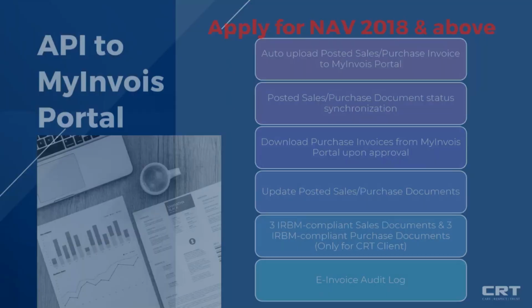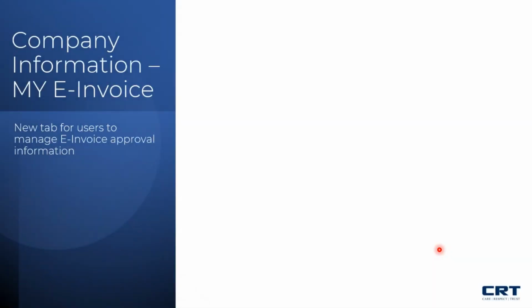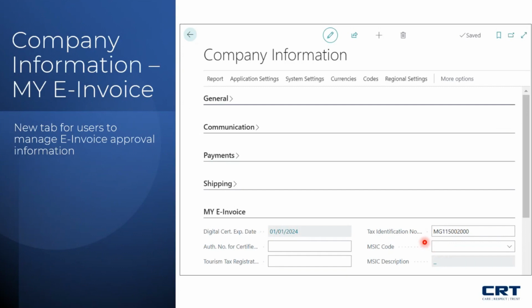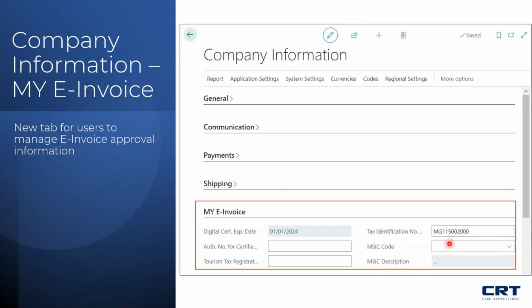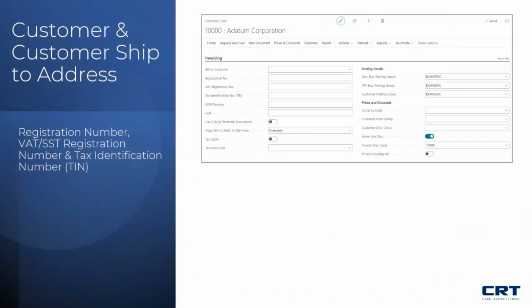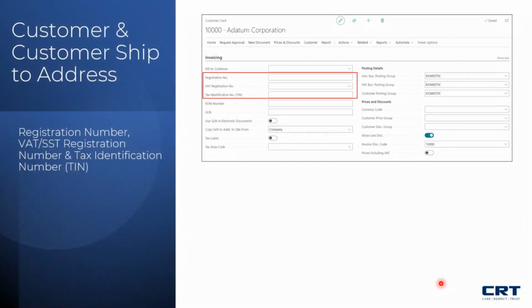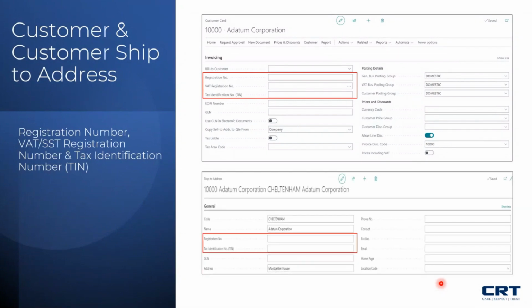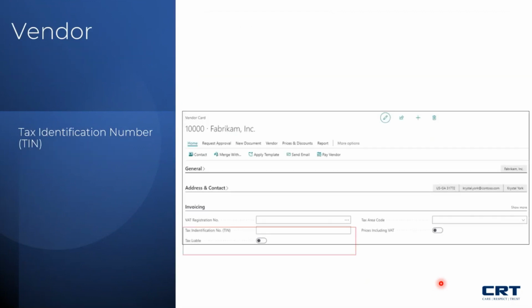Okay, so basically how it works. Okay, it will be the same. On the company information, we will have the fields for you to insert all these e-invoice related information, especially the TIN and also the MSIC code. Okay, on the customer card, we will have the TIN number field and registration number field also, and it will be the same on the ship to address. Okay, then similarly for the vendor, we will have the fields to record the e-invoice related information.